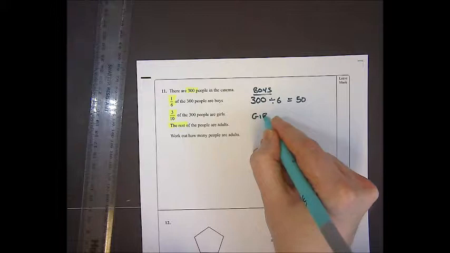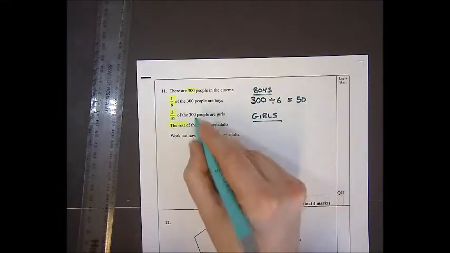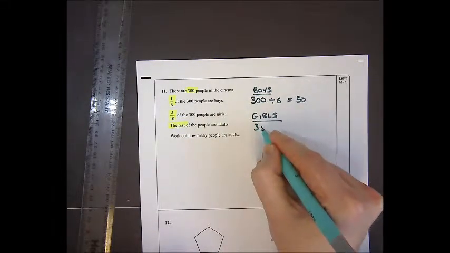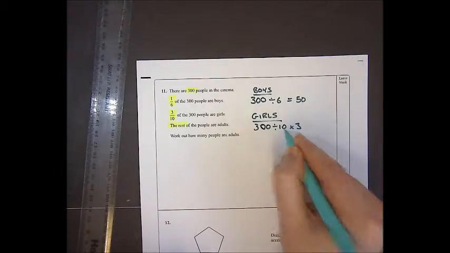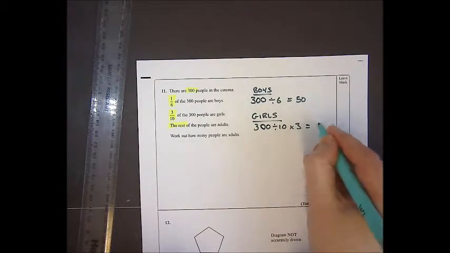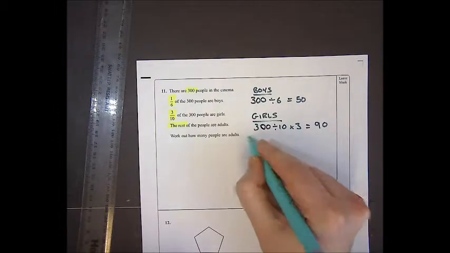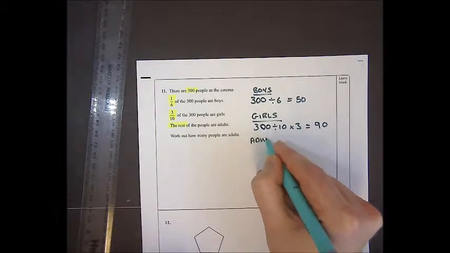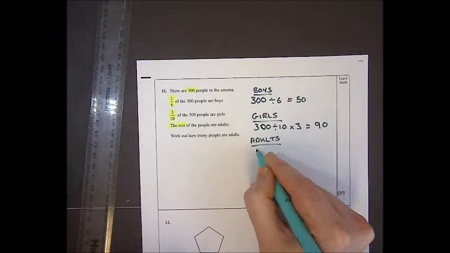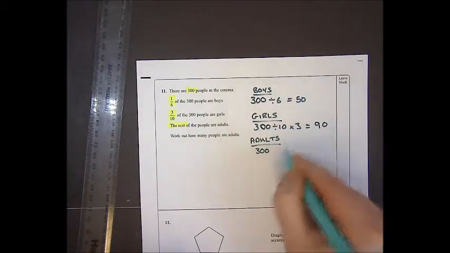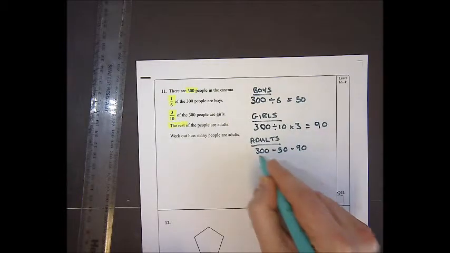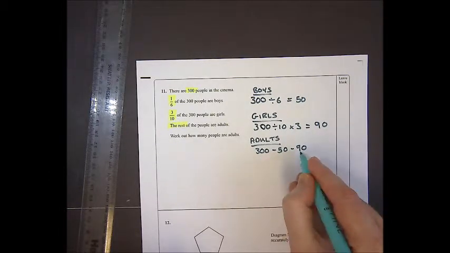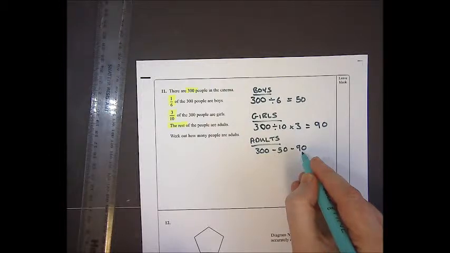For the girls, we want 3/10, so we're going to do 300 divided by 10 and then times by 3. 300 divided by 10 is 30, times 3 is 90. And the rest are adults. So, adults, well, we know that there was 300 people in total. We're going to take away the boys, and we're going to take away the girls. 300 take away 50 is 250. 250 take away 90 is 160.